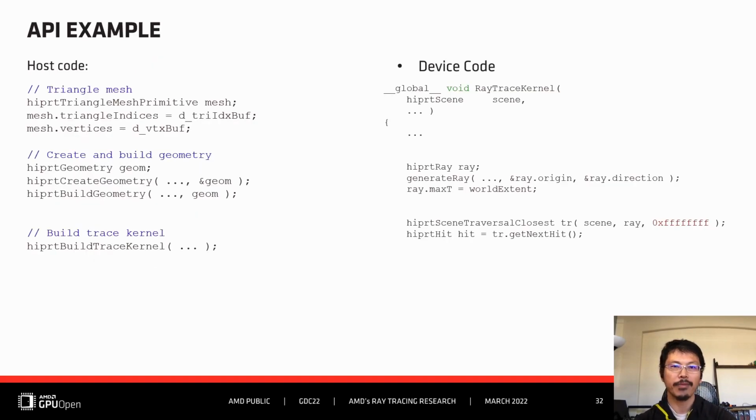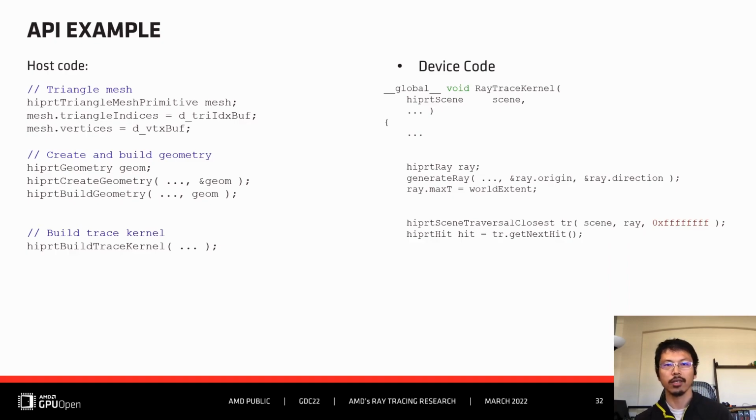Let's look at the API example. On the left, you can find the host code APIs. For a single triangle mesh, you make a triangle mesh primitive by providing buffers, so we can read these in HipRT. Then we create the HipRT geometry written in the middle. The input is the triangle mesh primitive we just created. And then after that, you can pass the HipRT geometry to your kernel. That's all you need to do on the host side.